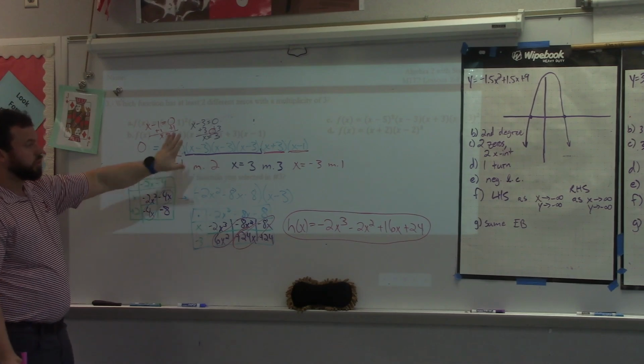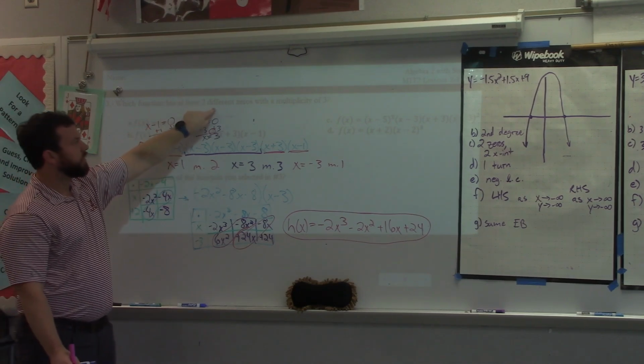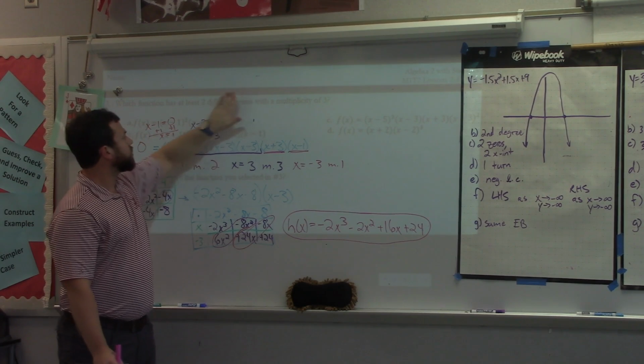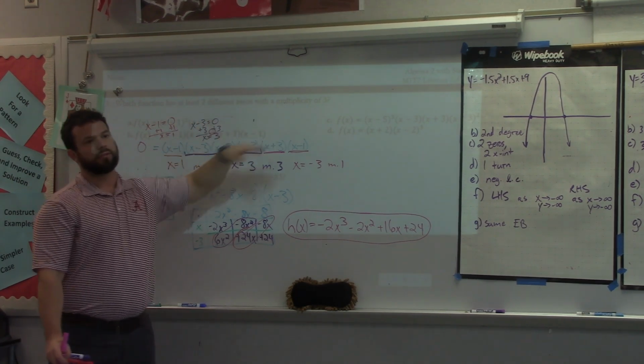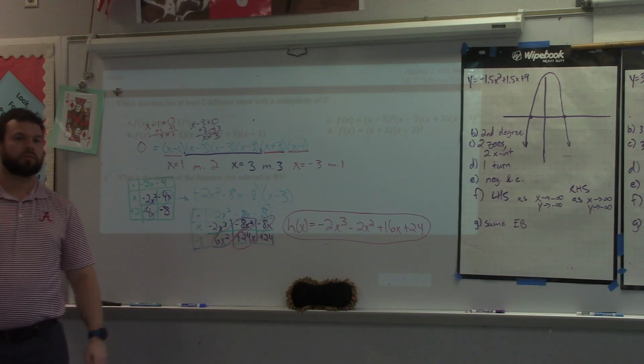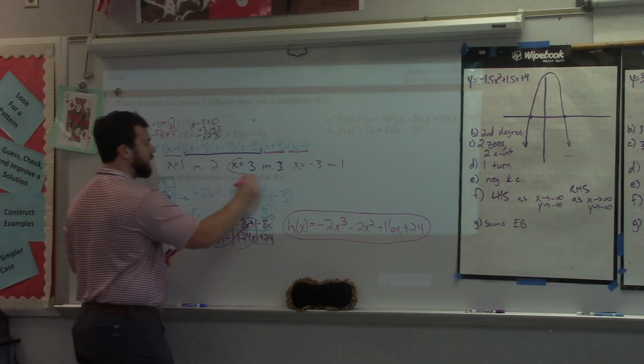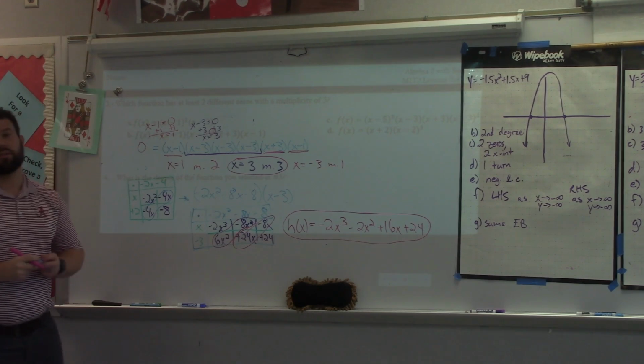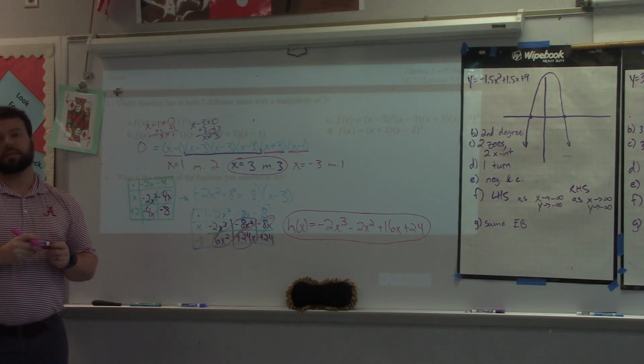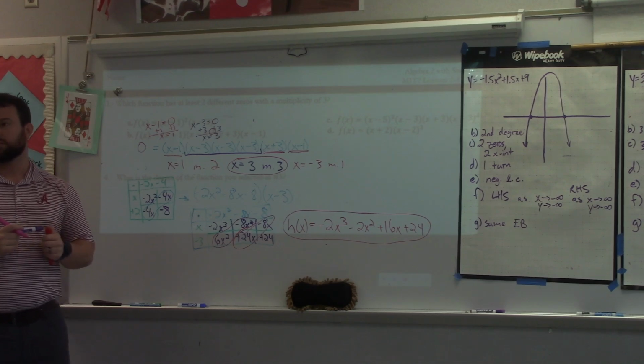But again, guys, looking at the question, do we have at least 2 different zeros with a multiplicity of 3? Wait, hold on. I see a multiplicity of 3 right here. Oh, no. Do you see another 0 with a multiplicity of 3? Nah. I don't either. Me either. That's what it is.